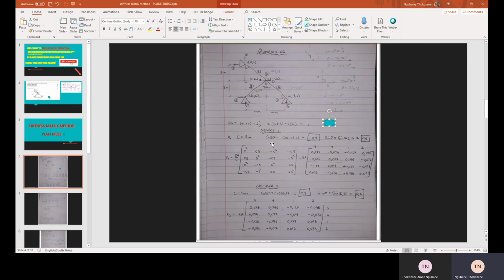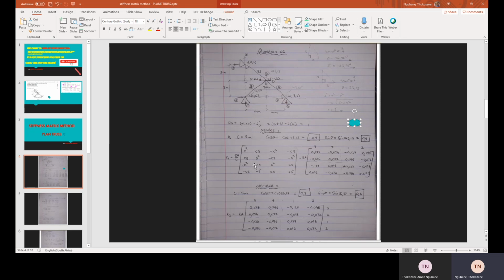So I have to get cos theta, which is cos 143.13, equal to minus 0.8. And then I have sine theta, which is sine 143.13, which is equal to 0.6. And then the first thing I need to calculate is k.